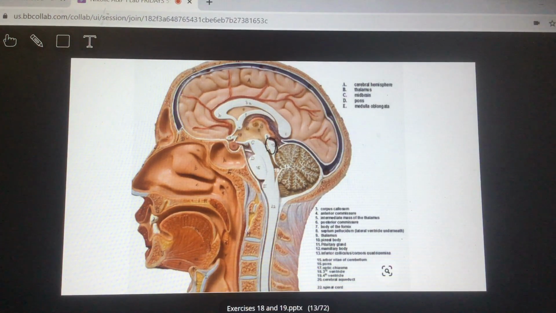Corpora quadrigemina, midbrain, pons, medulla oblongata, with the bump out, the medulla oblongata. Here they just want the medulla oblongata. Brainstem here. Cerebellum. Oh, on page 104. Great. All right. Yes. Question.